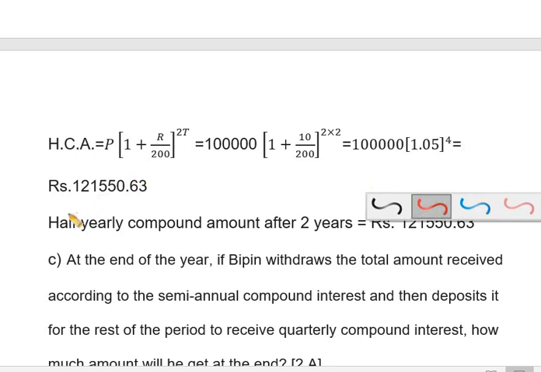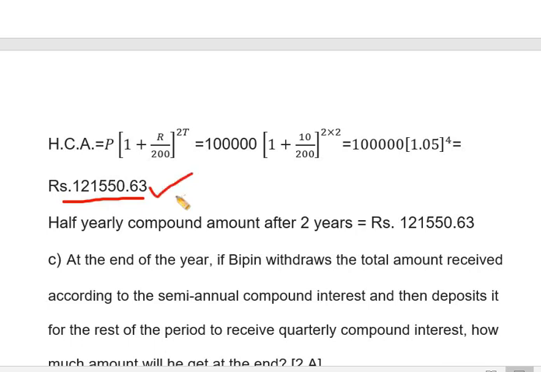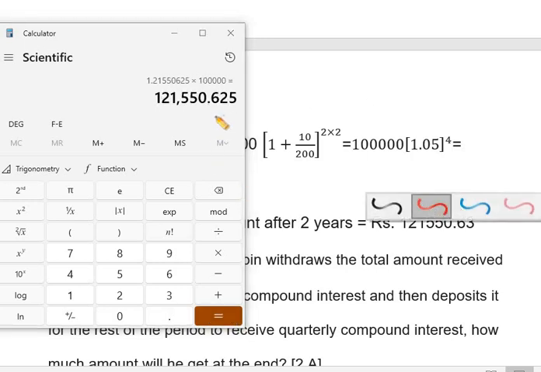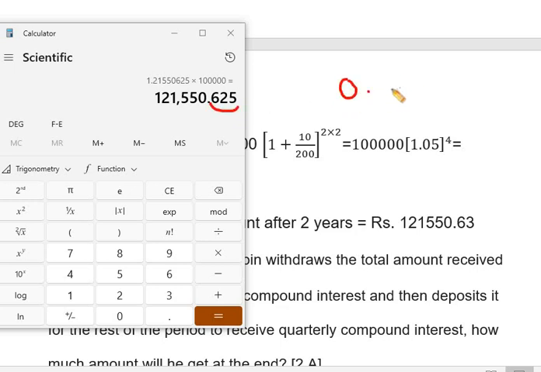So 1,21,550 rupees 63 paisa. Now it is rounding like this. 1.05, and x power 4. Now equal to, multiply by 1 lakh. After the decimal there are 3 digits, 6, 2, 5.